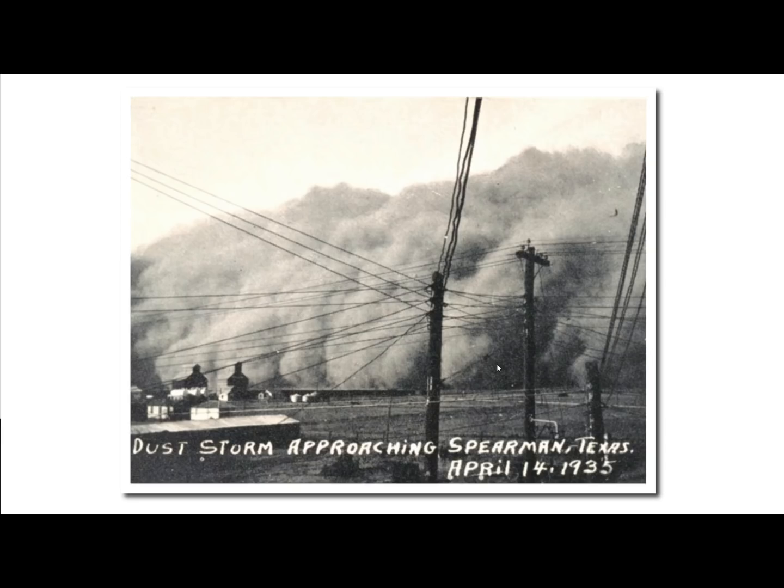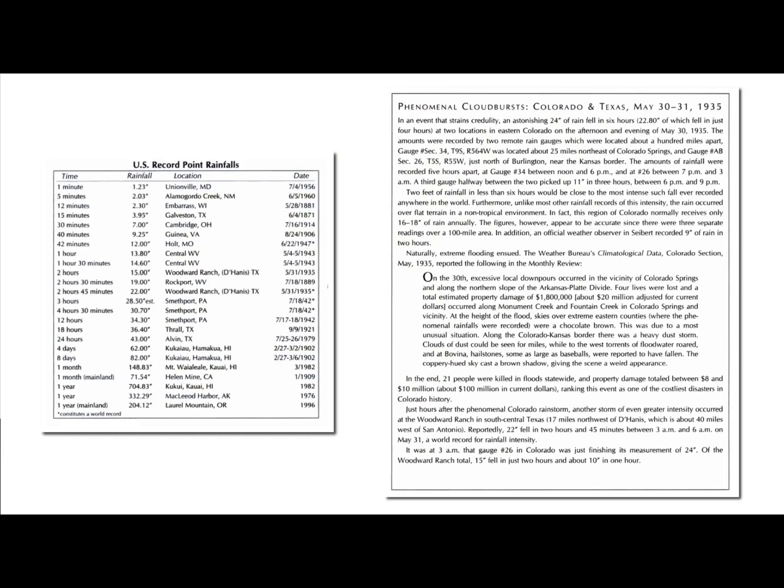We've also seen that 1936 was extreme. What about 1935? 1935 was also one of the most extreme years on record. There were massive dust storms in the United States during April of 1935. And then May of 1935 brought some incredible rainfalls. On Memorial Day weekend 1935, Woodward Ranch, Texas set the world's record rainfall of 22 inches of rain in less than 3 hours and 15 inches of rain in less than 2 hours.